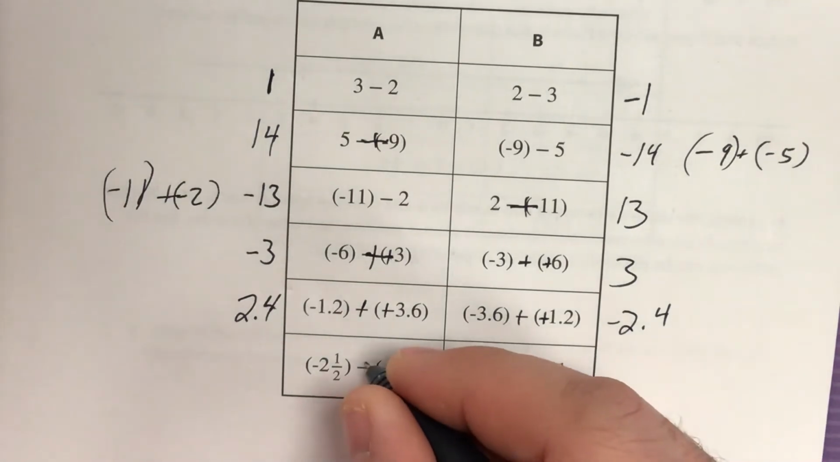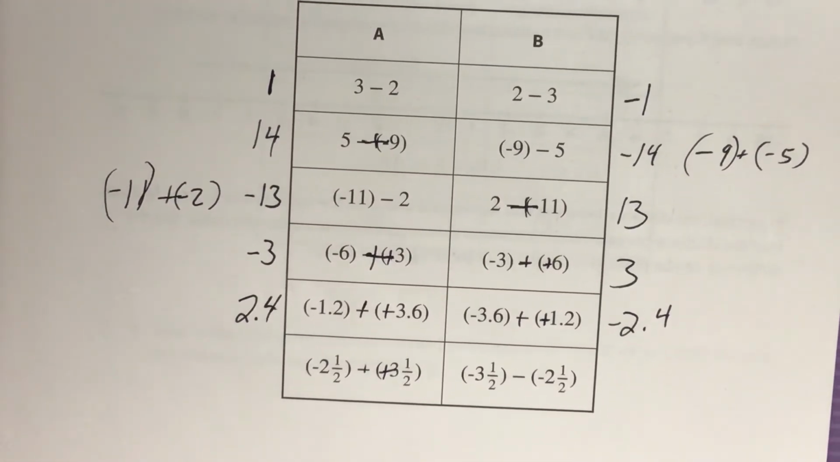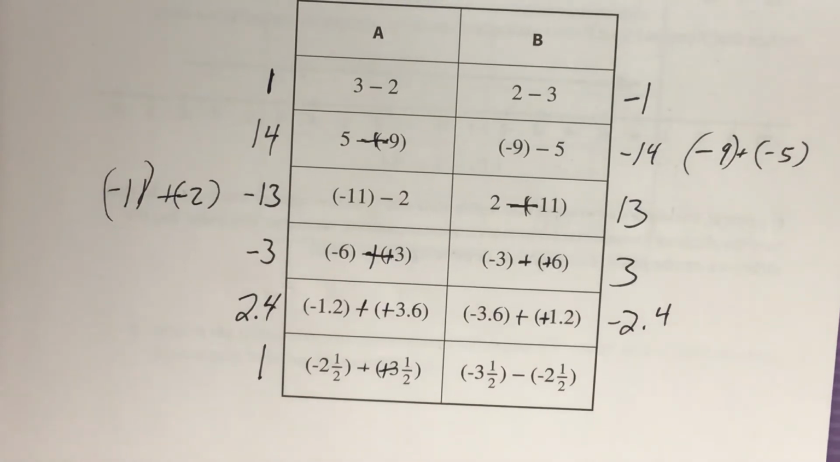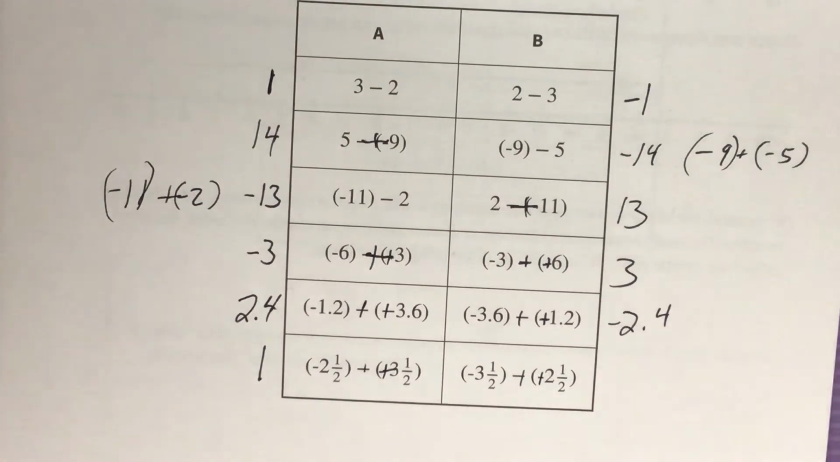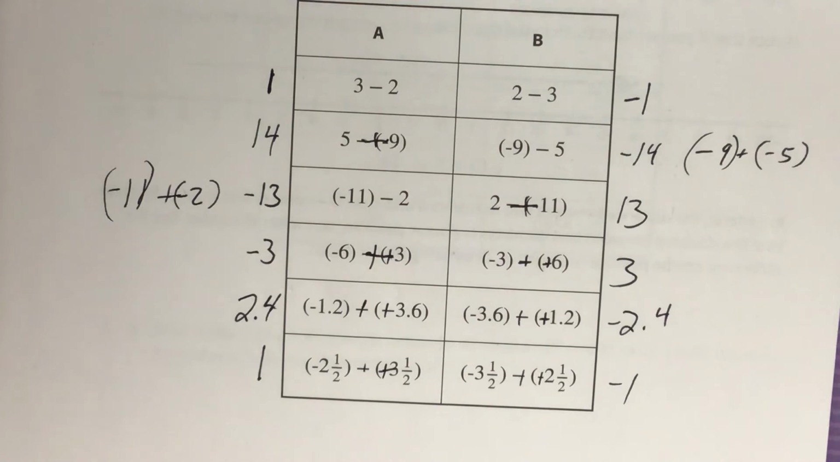Last one, same thing, dealing with fractions. Negative 2.5, two negatives in a row, plus 3.5. You're $2.50 in the hole and you deposit $3.50. $1. How about if you're $3.50 in the hole and you deposit $2.50? Negative $1, absolutely. Again, if you prefer plus, please do that.